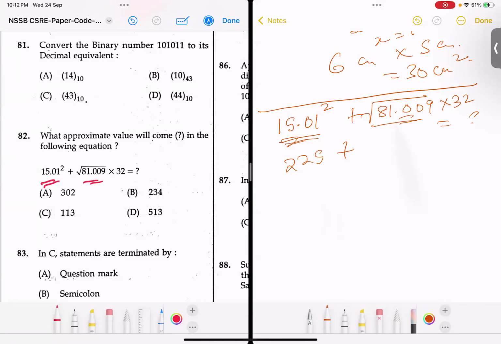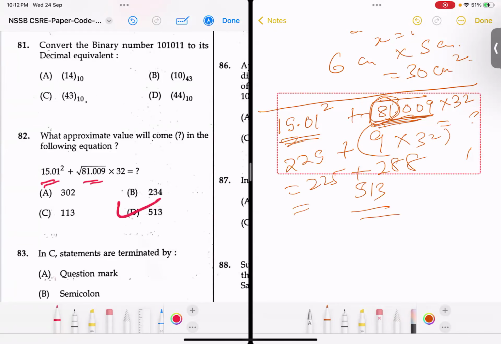So now again, this is very difficult to find the root, right? But we know that this number is very close to 81 itself. So square root of 81 is 9, right? And then 32, which means it is 225 plus 9 into 32, that is 288, right? So the answer should be 513, right? So the correct answer is 513, okay?